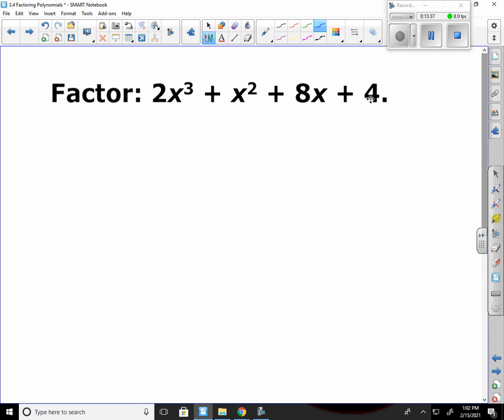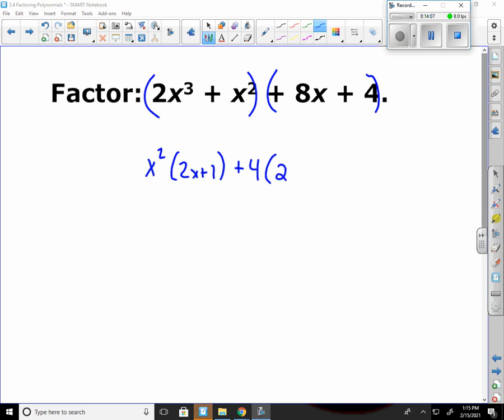Try this one now. Group these together. Here I don't have a negative, so I don't have to worry about pulling anything out. So then we factor out an x squared. We're left with 2x plus 1. Over here, all I can pull out is a 4. So it's going to bring a 4 out in front. And that leaves us with 2x plus 1.